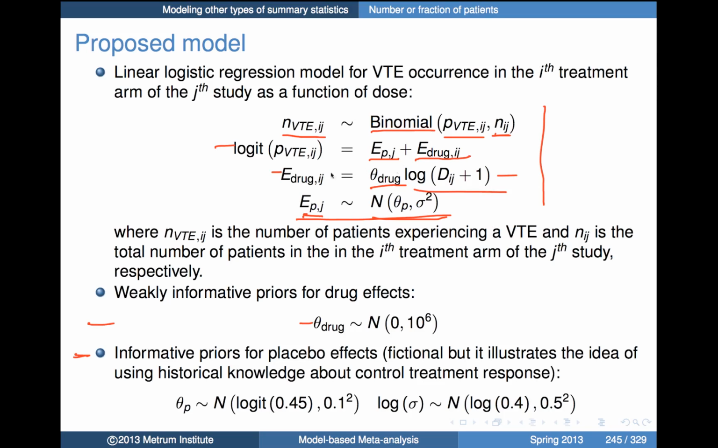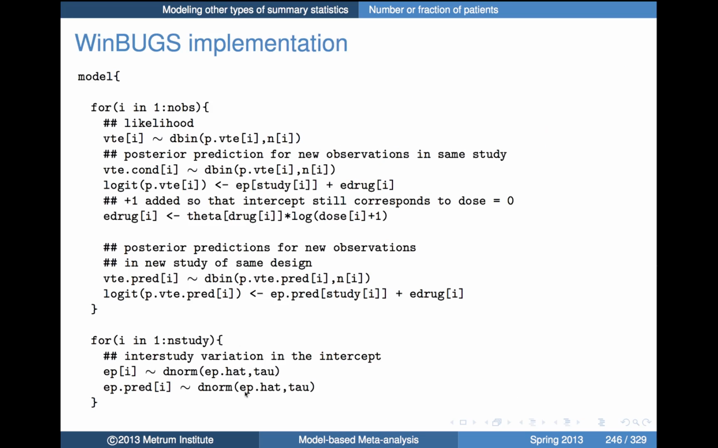So for this theta p, the mean here is normally distributed, and you can see it's centered about the logit of 0.45, which is another way of saying the typical value for the fraction of events in the placebo group would be 45%, with some variance term on here. And then the inter-trial variation is written in terms of the log of 0.4 around that value. So I would call it a moderately informative prior regarding the placebo outcomes. Again, potentially useful in a context like this where you actually have no placebo treatment in our data.